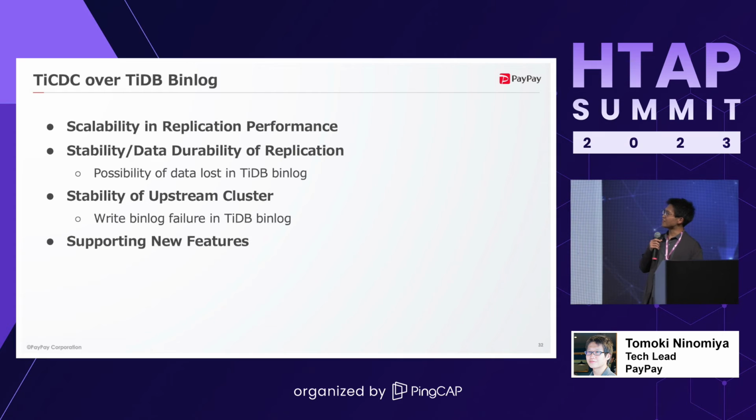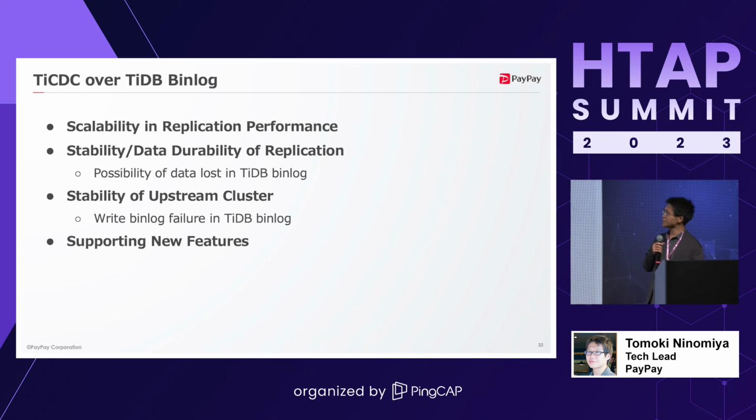The first one is scalability in replication performance. In TiDB Binlog, replication is handled by Drainer, which is a single process. That means we cannot scale it out. But TiCDC is composed of several TiCDC processes as a cluster. So we are able to scale out the replication performance.